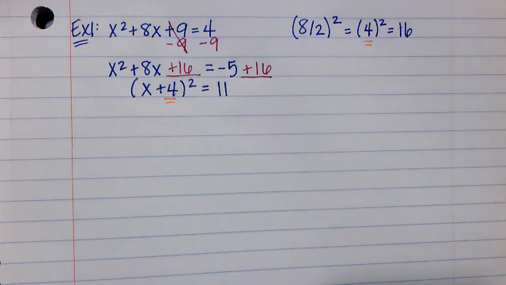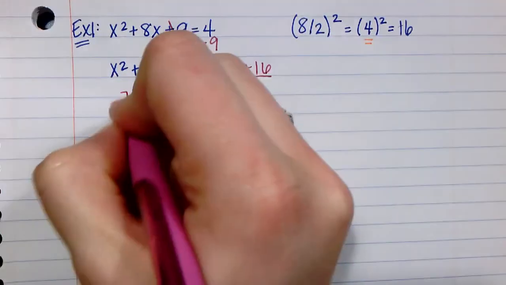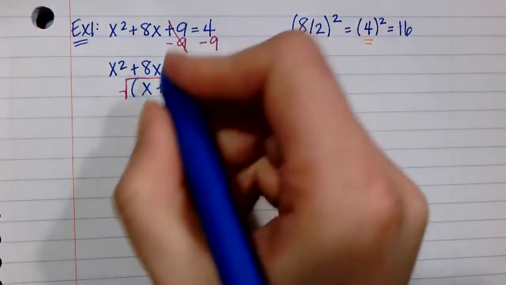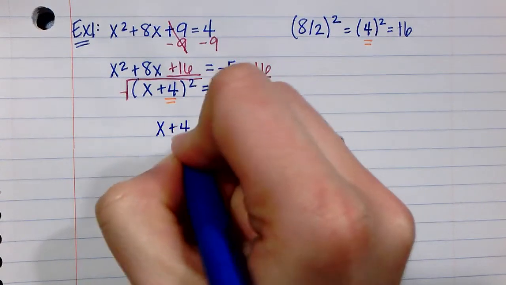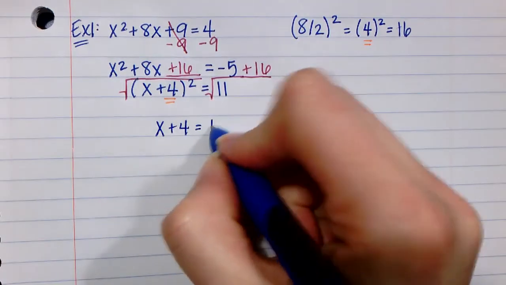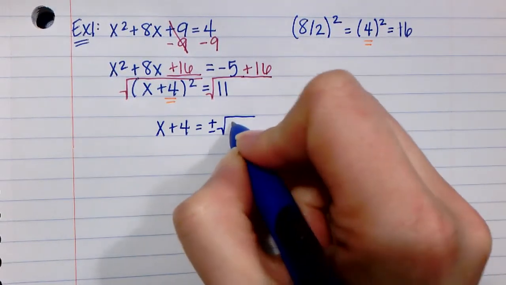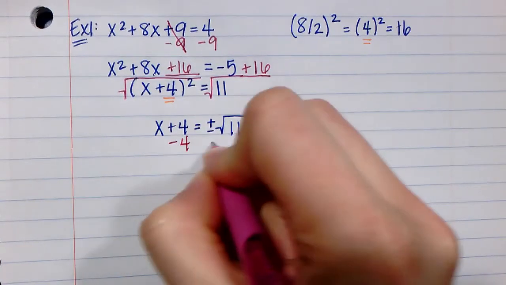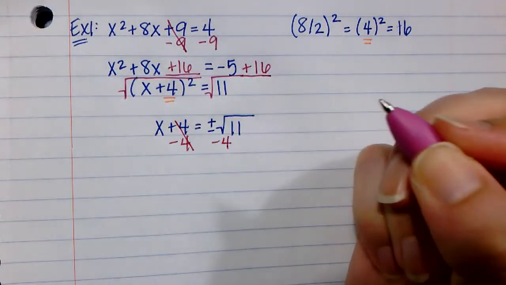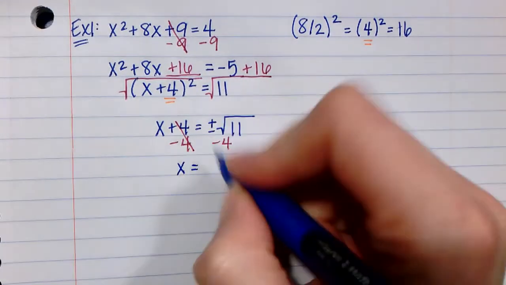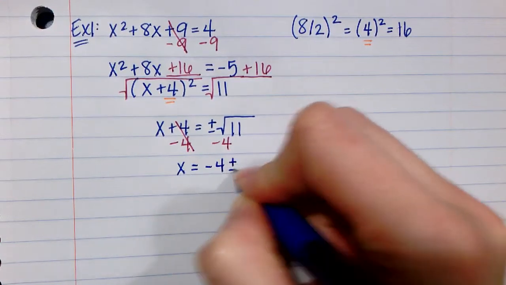We're going to take the square root of both sides. Square root. This leaves me with x plus 4 equals, the square root of 11 is not perfect, so we're just going to put plus or minus the square root of 11. Last step to get x by itself, we're going to subtract 4 from both sides, leaving us with x equals -4 plus or minus the square root of 11.